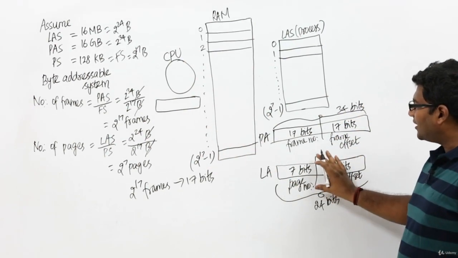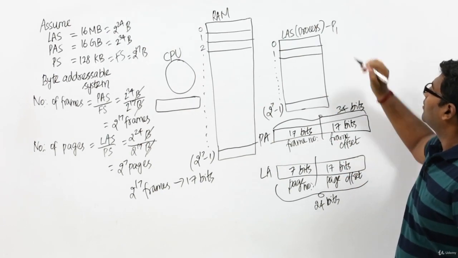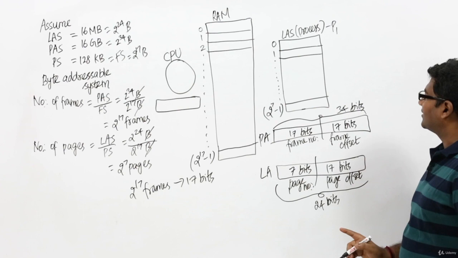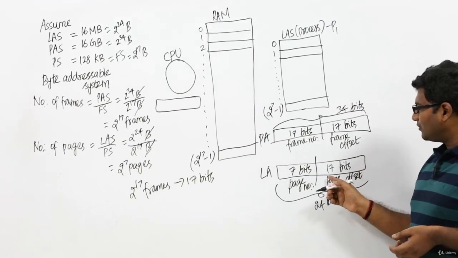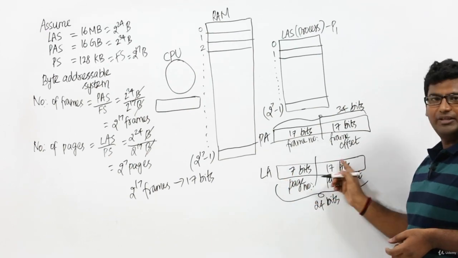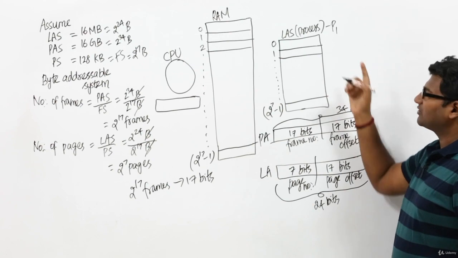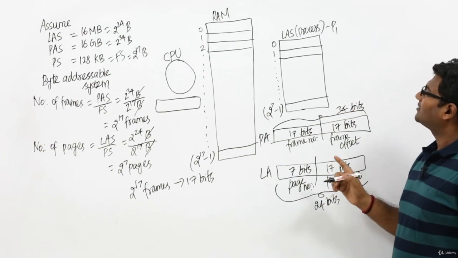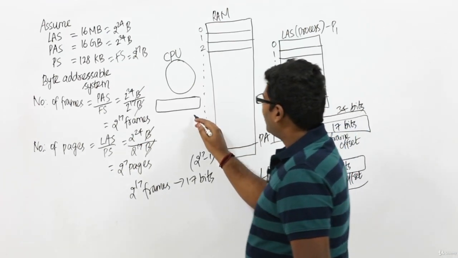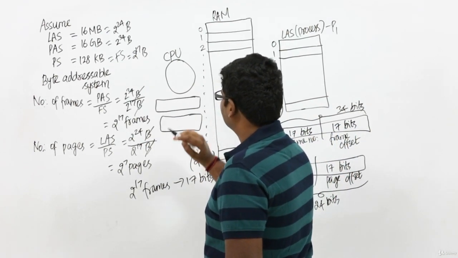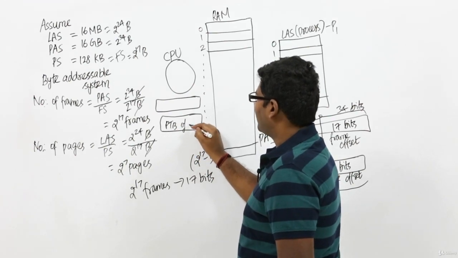Now after generating this address, let me rename this process as P1. It will understand that, in order to execute this byte, it needs to get the page table of process P1, right? After understanding that, it will load the page table base address of process P1.